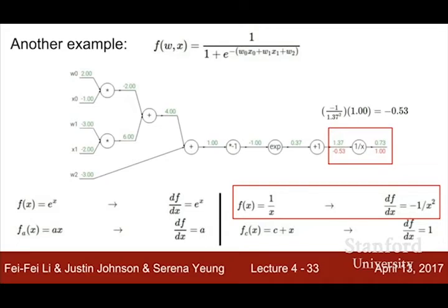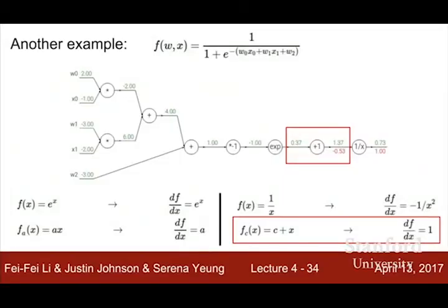And then now we need to find the local gradient. And the local gradient of this node is 1 over x. So we have f of x equals 1 over x here in red. And the local gradient of this, df over dx, is equal to -1 over x squared. So here we're going to take -1 over x squared and plug in the value of x that we had during this forward pass, 1.37. And so our final gradient with respect to this variable is going to be -1 over 1.37 squared times 1 equals -0.53.